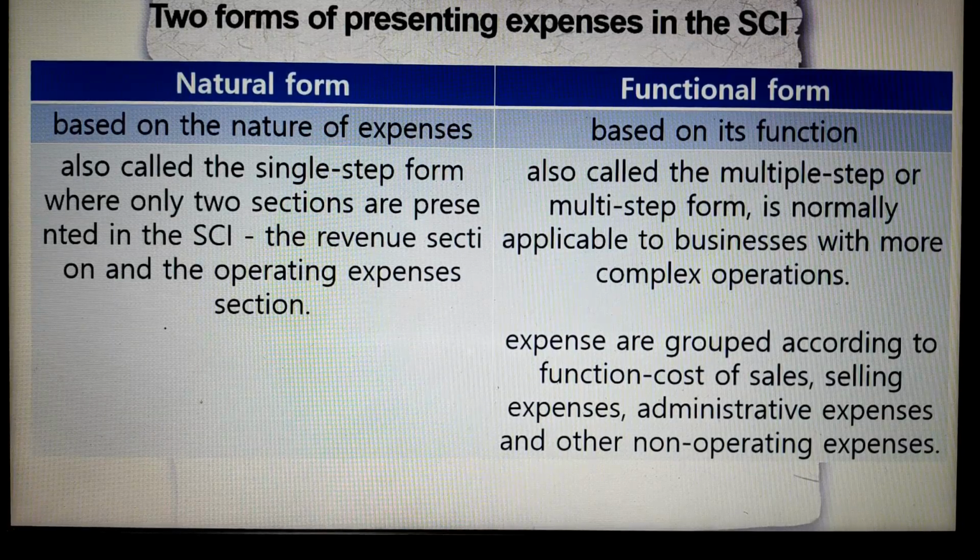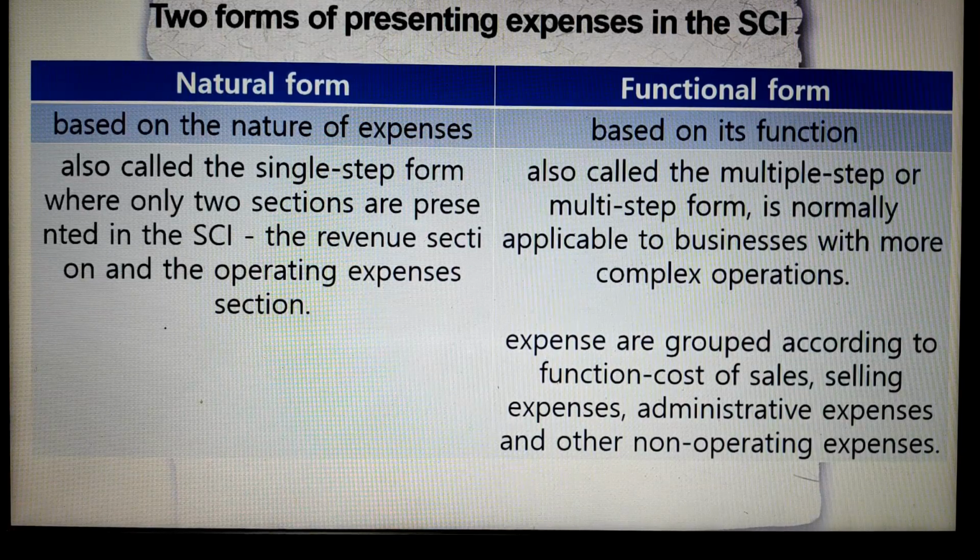So for this natural form, ginagamit ni siya sa mga company on the service businesses. So katong mga example is vulcanizing shop, mga laundry shop, mga ingan-ana nga mga businesses. So or any other businesses providing services to their customer, ang ilang ginagamit is the statement of comprehensive income single step.